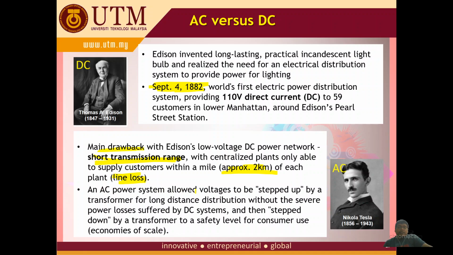An AC power system allows voltage to be stepped up by a transformer. At that point, only AC could step up the voltage. For example, the voltage at the generation side is 100 volt, and at the transmission side it could be more than 100 kilovolt. When they could step up with the transformer, they could go a longer distance and provide electricity over a long distance. So that's the benefit of using the AC power system at that time.